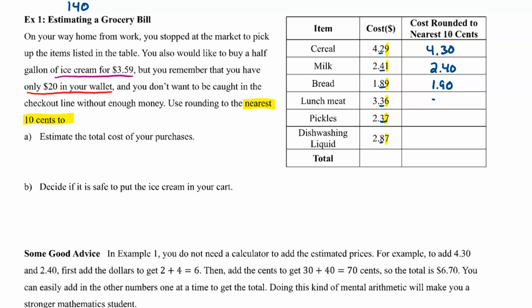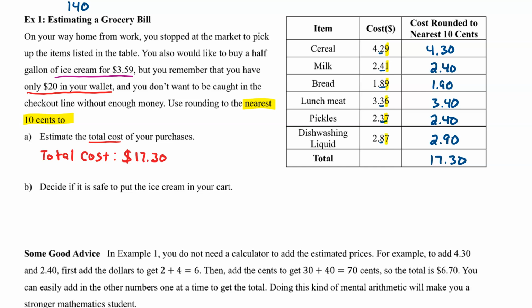Lunch meat to the nearest 10th is going to be 3.40. Pickles to the nearest 10th is going to be 2.40. Dishwashing liquid to the nearest 10th is going to be 2.90. So if we combine those values for our total estimate, we find it's going to be $17.30. And that's estimating the total cost. So that total cost, that estimate, is $17.30.